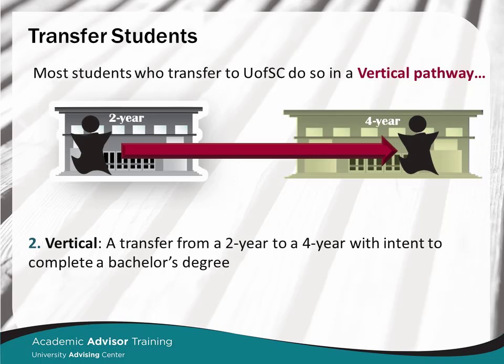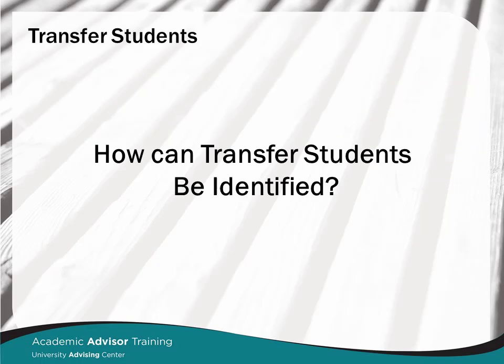Most U of SC transfer students transfer via a vertical pathway from a 2-year institution, and the majority transfer from the South Carolina 2-year technical college system. Advisors should have an understanding of the transfer pathways, as it provides helpful information about the student's prior collegiate experience that can impact advisement. How can transfer students be identified?